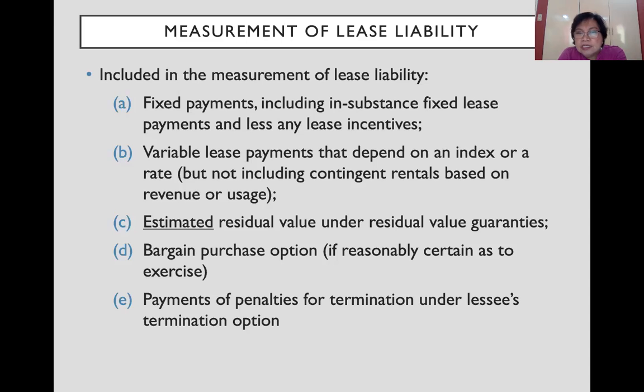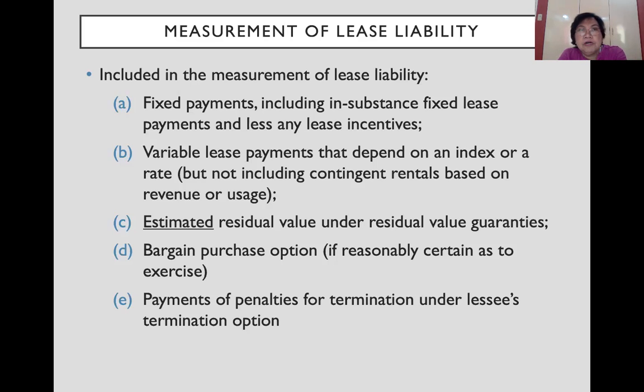Letter D is bargain purchase option. Bargain purchase option is a privilege that is granted by the lessor to the lessee, such that the lessee has the option to buy the property at an amount that is significantly lower than the fair value of the property at the date the option becomes exercisable.